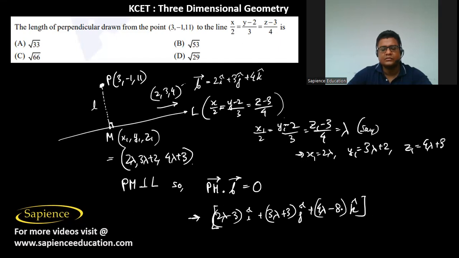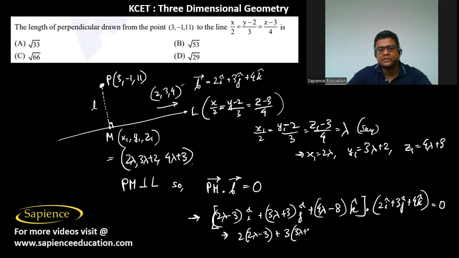So PM dot vector B, that is 2 I cap plus 3 j cap plus 4 k cap, should be equal to 0. Therefore I can say that 2 into 2 lambda minus 3 plus 3 into 3 lambda plus 3 plus 4 into 4 lambda minus 8 should be equal to 0. So from here we can find out the value of lambda.